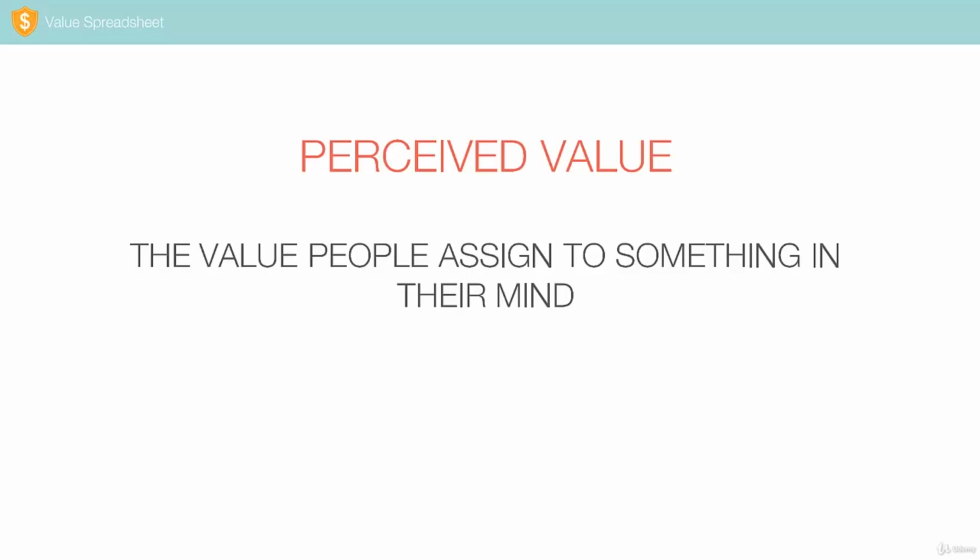Now, the final type of value is perceived value. This is a dangerous one. Perceived value is the value which people assign to something in their minds. It is intangible. This perceived value can be completely unrelated to the absolute value we just discussed.